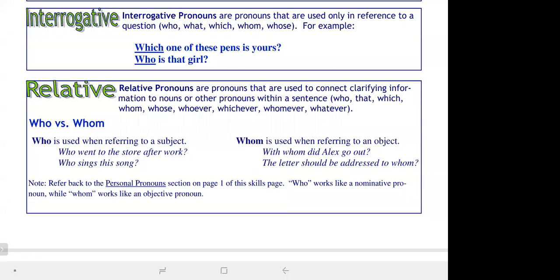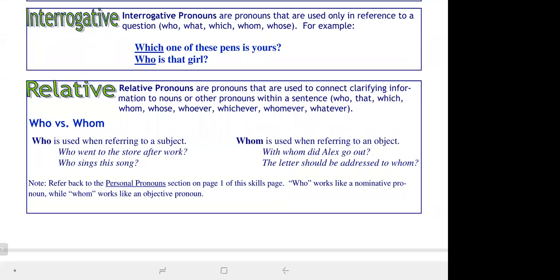So they are who, what, which, whom, whose, and so on. For example, you can use them to ask questions. Which one of these pens is yours? It's a question. Who is that girl? It's also a question. So you use interrogative pronouns to ask questions.